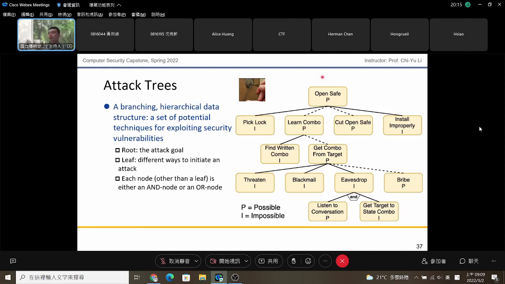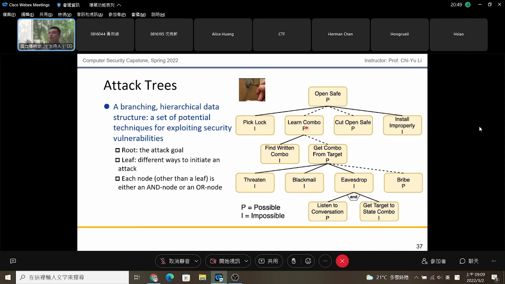Okay, and the first one, pick lock. Pick means we try to use the small tool. This is like this picture. So we use several small tools to try to open the lock. Since nowadays the lock is very secure for the safe, I represent it as impossible. So this way is not possible to achieve.